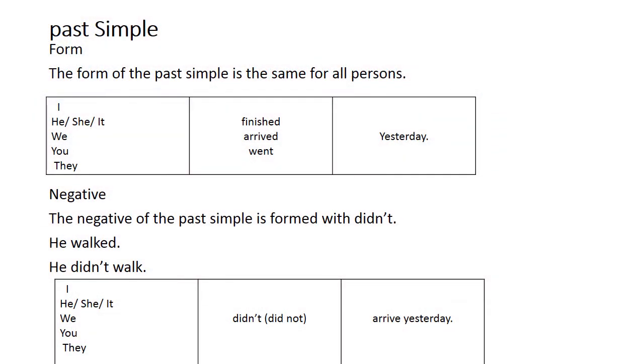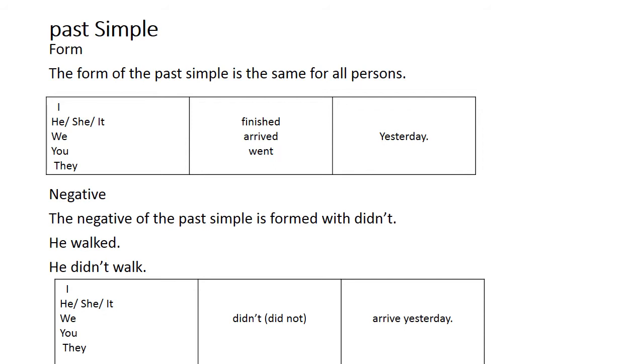Today we talk about the past simple. The normal rule is to add ed in the end of the verb. If the verb ends in e, we just add d, like live, love, loved.